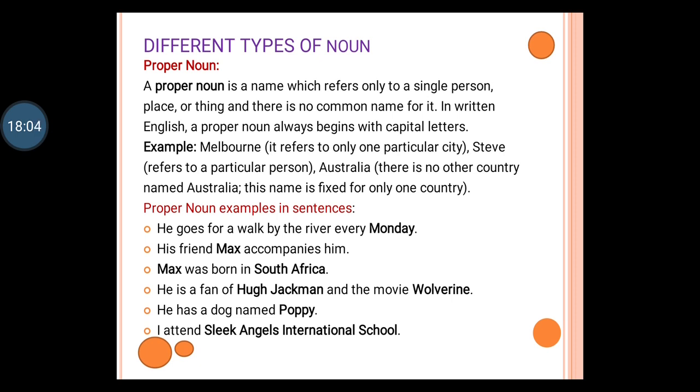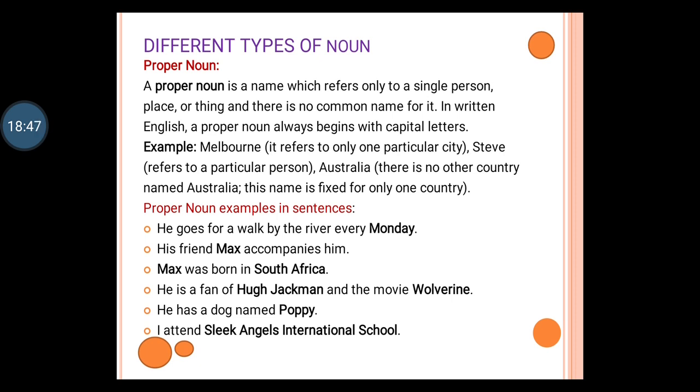Okay, people's designations. Now another one is holidays. Holidays like Christmas, Easter, New Year, Independence Day, Halloween, Thanksgiving, even Islamic holidays, Eid al-Fitr, Eid al-Maulud, Eid al-Kabir, must all start, each of the words, with a capital letter.